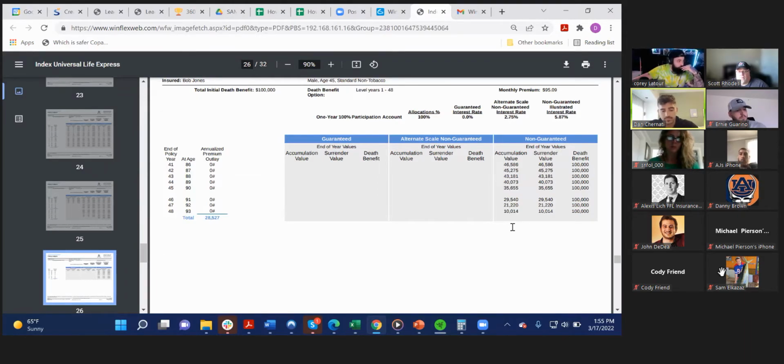I'm sorry. But that's how an IUL works there, Scott, with Mutual of Omaha. So the base of that is you always want to make sure you're solving for the target premium. That's the correct way of actually doing it.